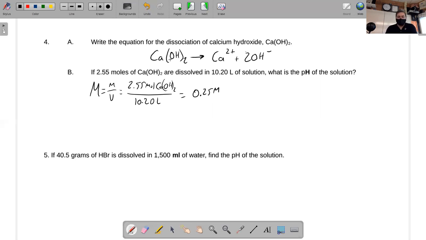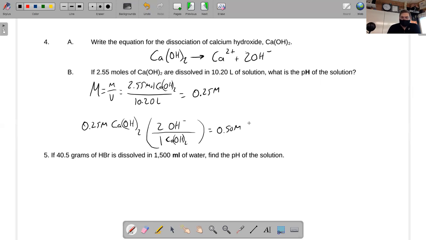In the reaction, for the dissociation, for every 1 calcium hydroxide, there are 2 hydroxides. So because the 0.25 molar is the concentration of calcium hydroxide, you can use a mole ratio: in this dissociation reaction, for every 1 Ca(OH)2, you get 2 hydroxides. So then that'll be 0.50 molar is the concentration of hydroxide. That's what you use to be able to figure out the pH. So if you know the concentration of hydroxide, you can calculate the pOH, which is equal to the negative log of the hydroxide concentration.